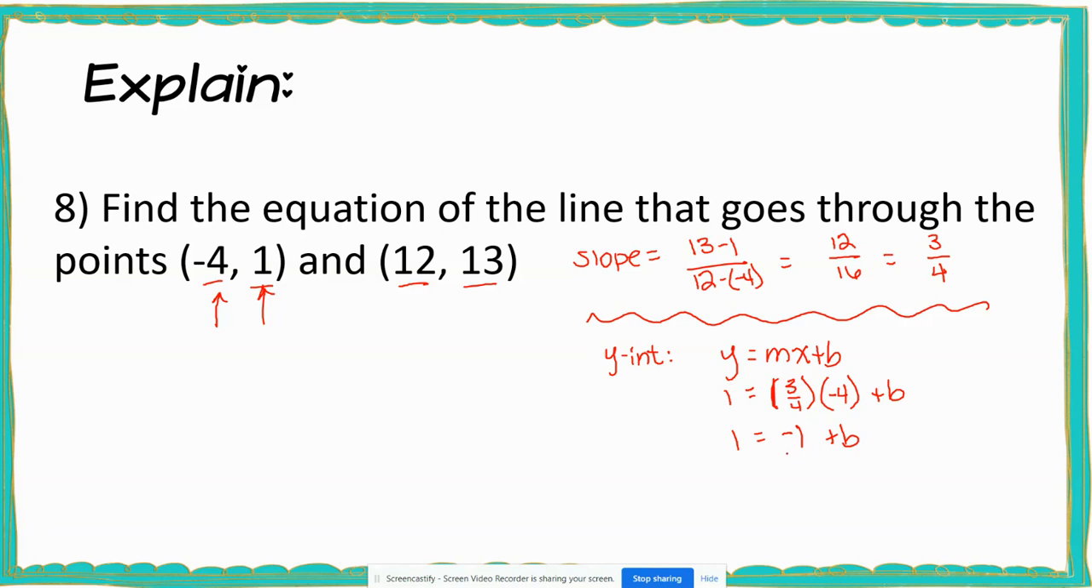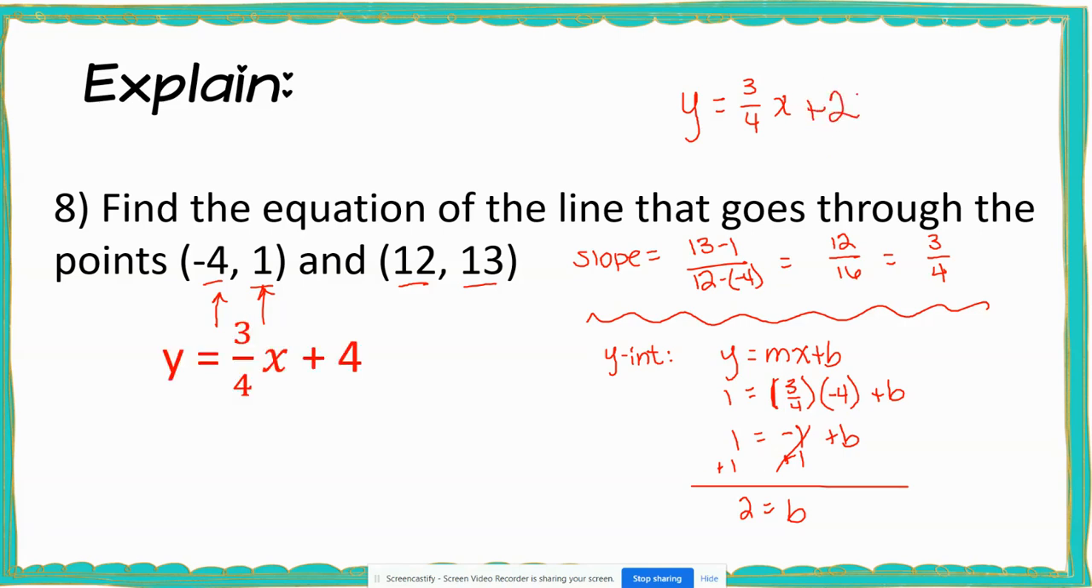Well, I just need to get b by itself, so I need to get rid of negative 1 by doing the inverse, which is adding 1 on both sides. 1 plus 1 is 2, so that means b equals 2. To write that equation, I'm going to say y equals my slope, 3/4 times x, then my b, which is plus 2. And that should be 2, not 4.